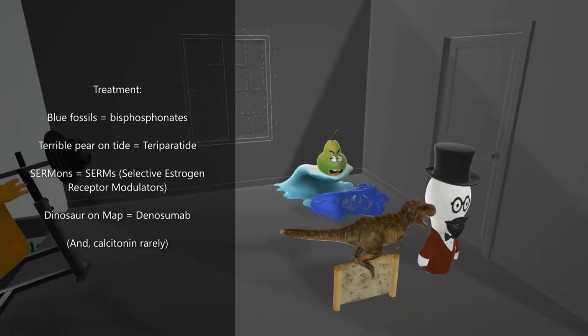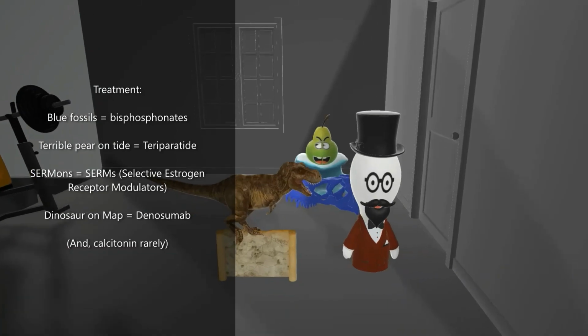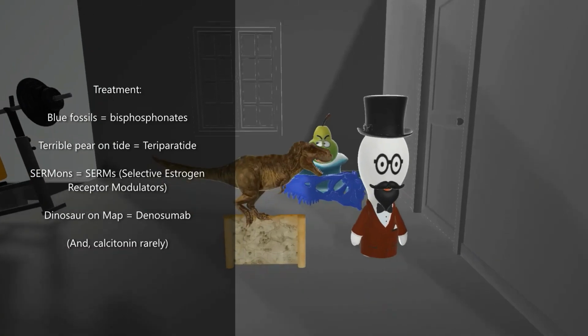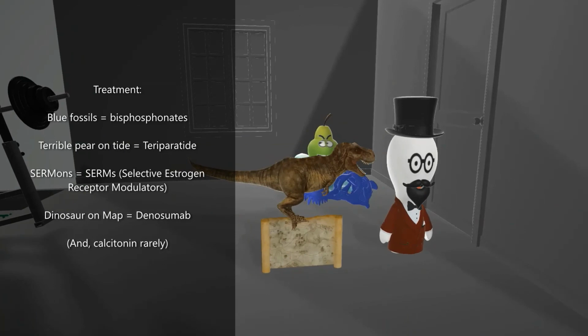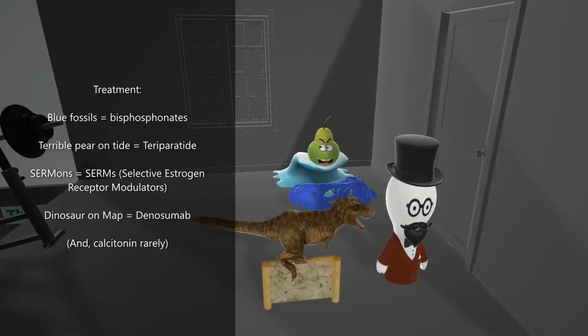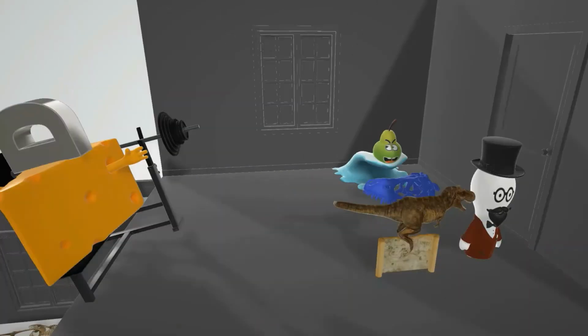In front of this whole thing over here, there's the rabbi giving the sermons. He's giving sermons for SERMs, S-E-R-M-S. He doesn't even realize that there's this dinosaur standing on top of the map that's about to bite him. Dinosaur on map for denosumab, which blocks osteoclasts. We're just going to make mention that rarely calcitonin is given, because calcitonin opposes PTH, promoting bone formation.